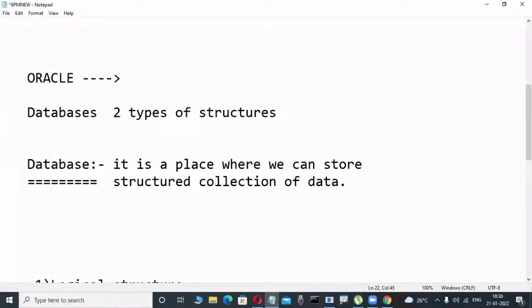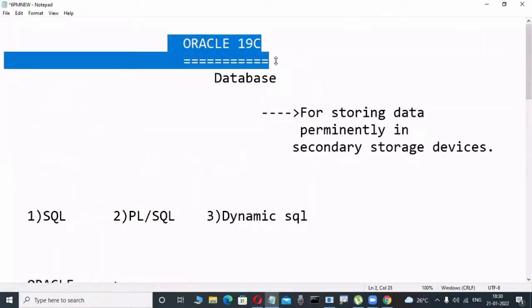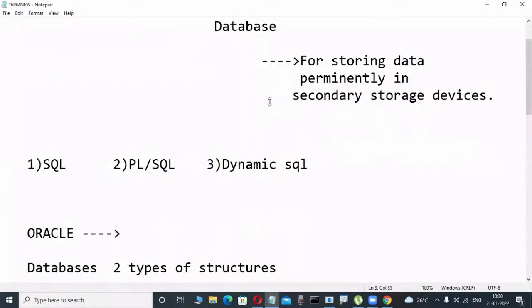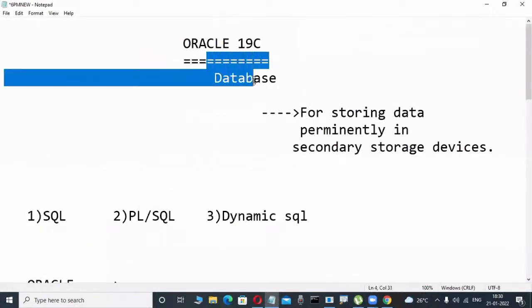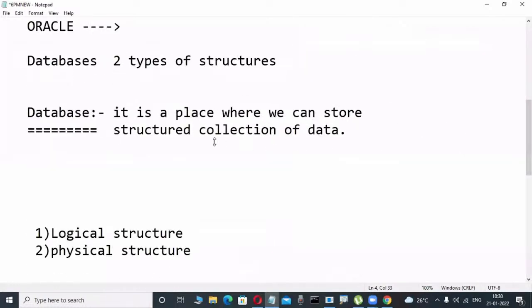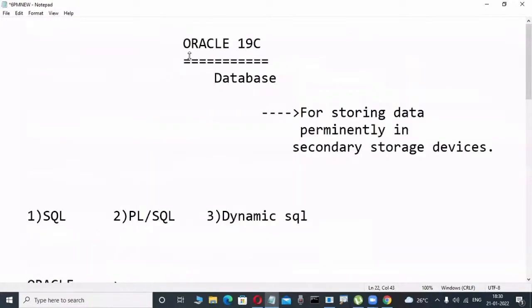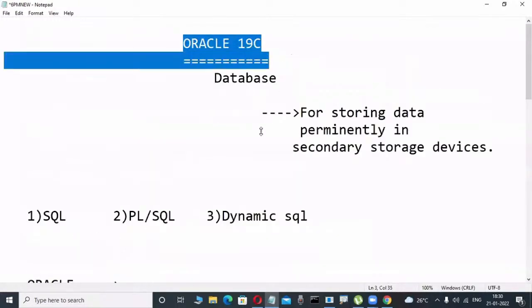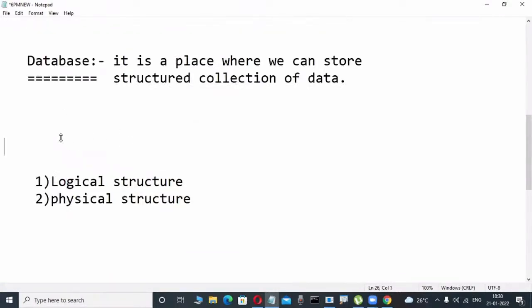Okay, observe here. Actually, whenever we are installing Oracle or a relational database software, what is a database actually? It is a place. Whenever we install this type of software, automatically some place is reserved in the hard disk only. In that place only we can store a structured collection of data. Okay, fine. But whenever we install these types of software, two types of structures are there. One is logical structure. Another one is physical structure.